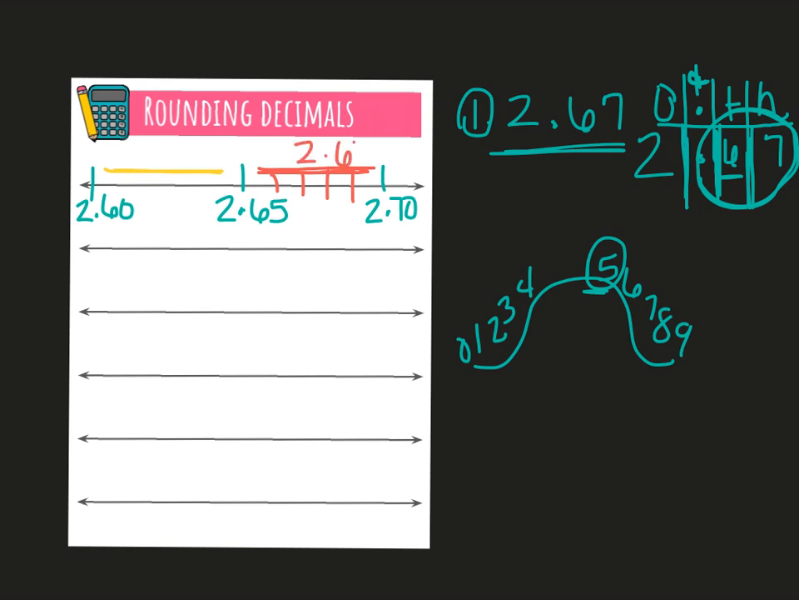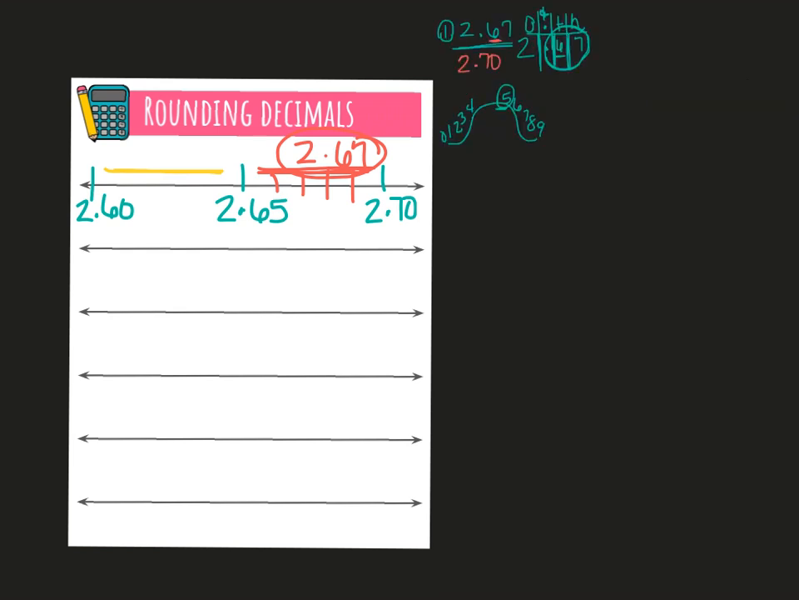Because it lands between 2 and 65 and 2 and 70, 2 and 67, when rounded to the nearest tenths place, is going to round up to 2 and 70 hundredths. Or 2 and 7 tenths, because remember, 2 and 70 hundredths and 2 and 7 tenths are exactly the same. Okay, so we're going to practice doing another problem.